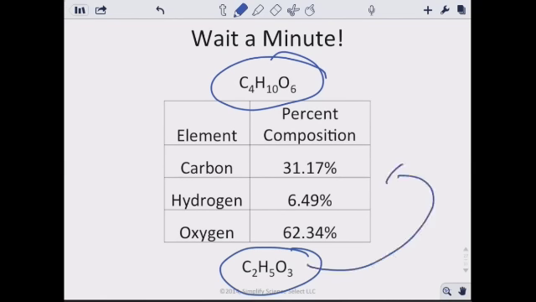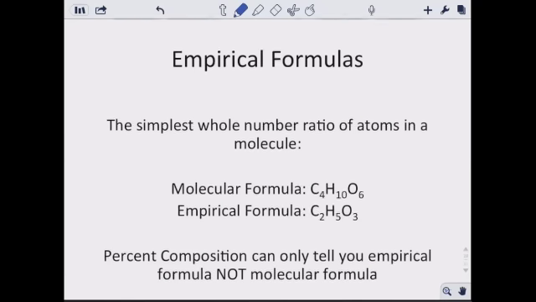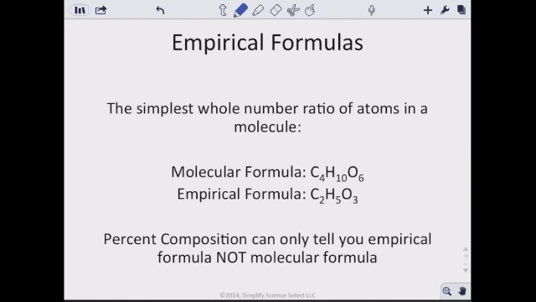They both have the same percent composition, because when we're doing those steps, that just tells us the empirical formula. It doesn't always tell us the molecular formula. Empirical formulas are the simplest whole number ratio of atoms in a molecule. And percent composition can only tell us the empirical formula, not the molecular.